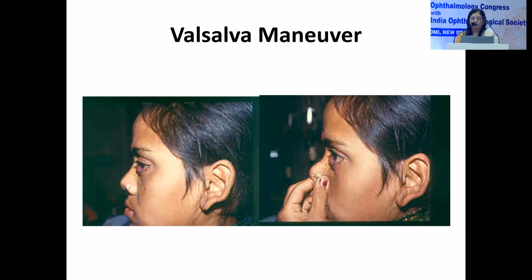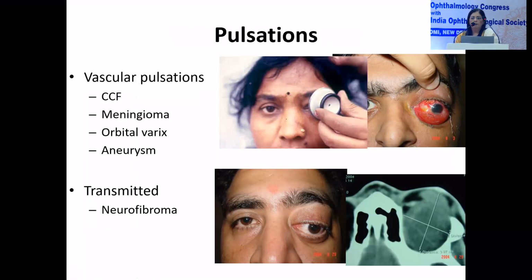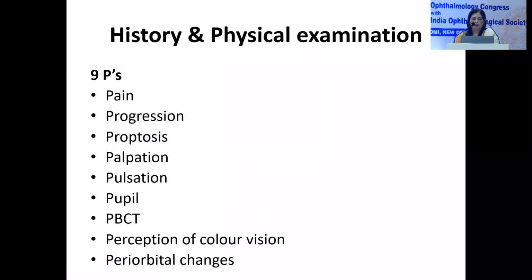And you can perform the Valsalva maneuver whenever you're suspecting a vascular lesion. This is an example of varices, so it shows the increase in proptosis. Auscultate for any pulsation if you feel it. It can be a vascular pulsation or transmitted, in cases of neurofibroma, due to the defect in the sphenoid wing. So all these points are required depending upon what you are dealing with.